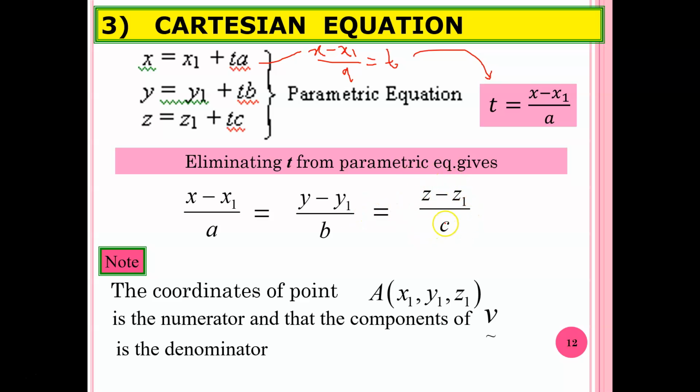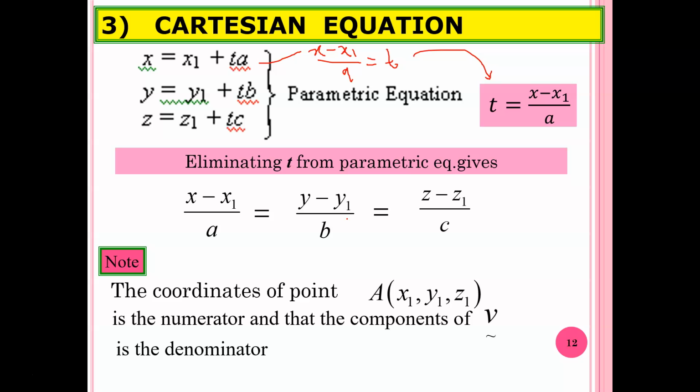And it's the same for z. This z1, you bring it on this side, you get z minus z1. And this c bila bawa ke sebelah, it becomes divide, kan? So you divide by c. Okay. So this is how you obtain your Cartesian equation. So we have note over there. The coordinate of point A, x1, y1, z1 is the numerator, and the component of vector v is the denominator, dia kata. Okay. So this is how you obtain the Cartesian equation.